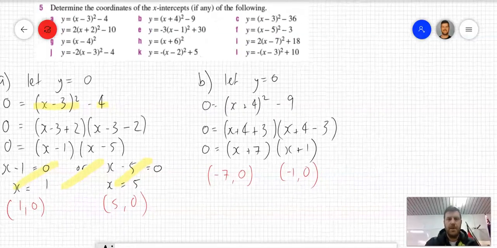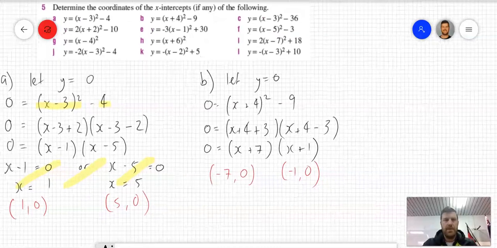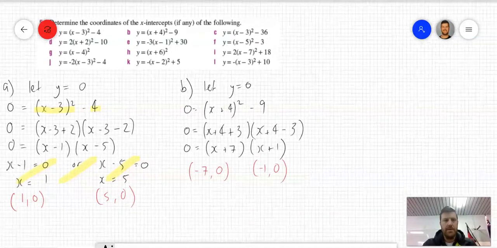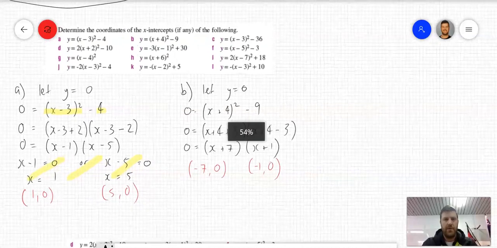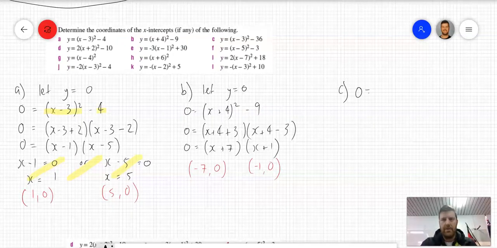Moving on to question c. Let's see if I can zoom out a little bit, keeping those questions still in view. Good. Again, let y equal 0. I'm not going to write that in this time. Let's just put here 0 equals... You probably should, guys, I'm just trying to make this video as short as possible so it doesn't take me forever to upload.